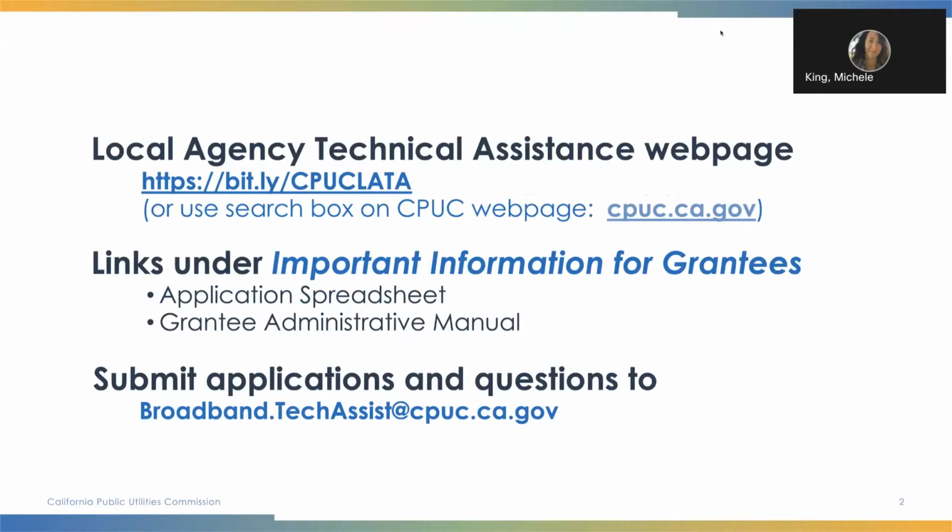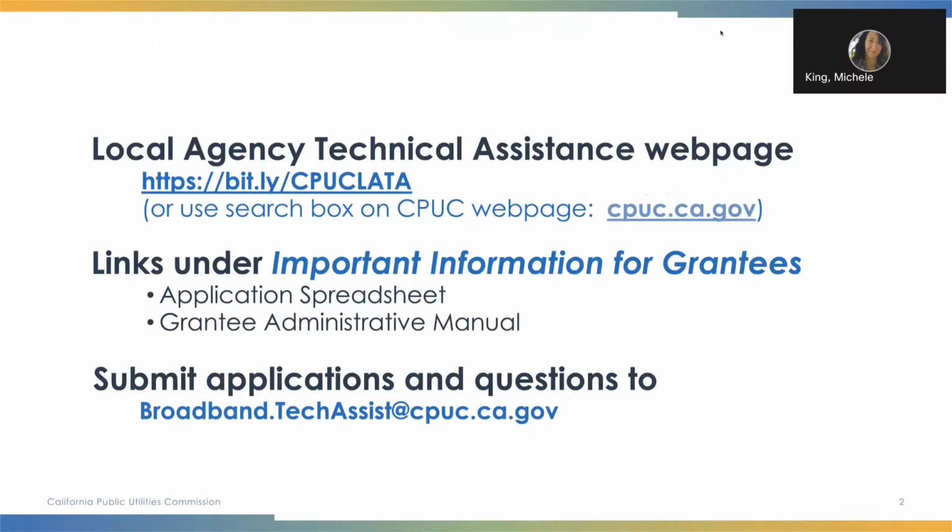If it's easier for you, go to the CPUC's main webpage at cpuc.ca.gov and search for local agency technical assistance in the search box at the top of the page. Get yourself to that page and scroll down to important information for grantees, and you'll see the application spreadsheet link, as well as the grantee administrative manual link. Both of these can be downloaded, and the application is a fillable spreadsheet that you will need to save with your organization's name on it and fill out before you upload it in an email for submission.